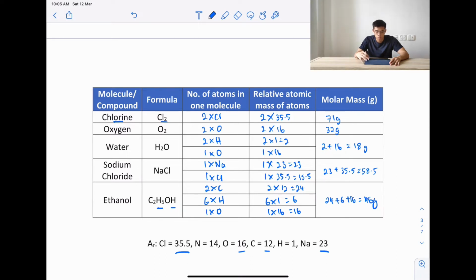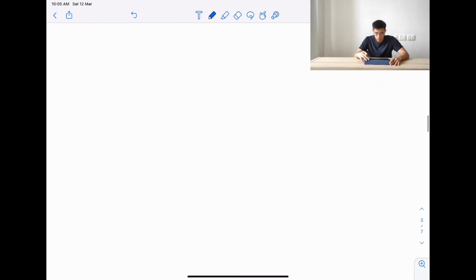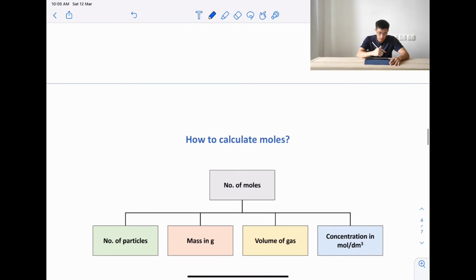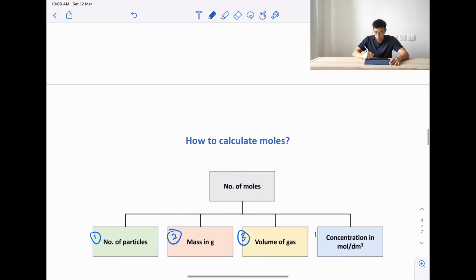So next, we move on to how to calculate moles. To calculate moles, there are 4 ways to do so. First, we look at the number of particles of atoms. Second, we look at the mass in gram. Third, we look at the volume of gas. And fourth, we look at the concentration in mole per dm cube. So we'll go through each method and the formula to calculate the number of moles.